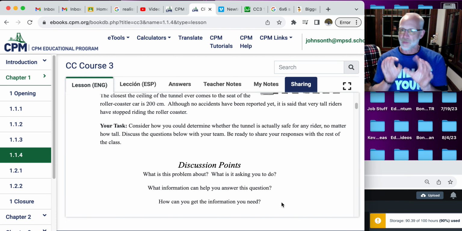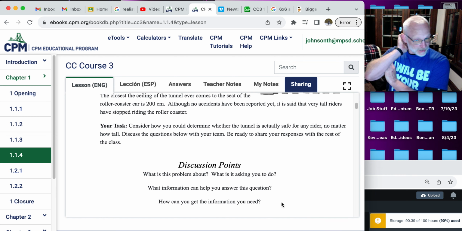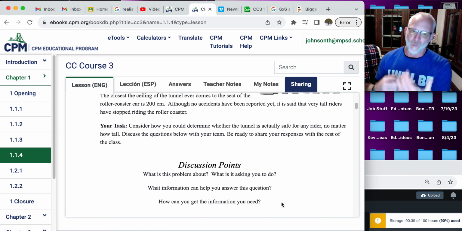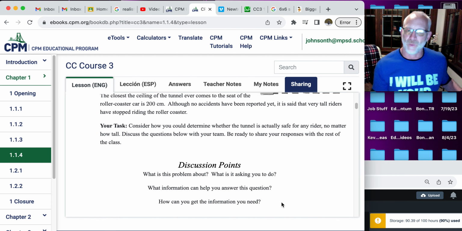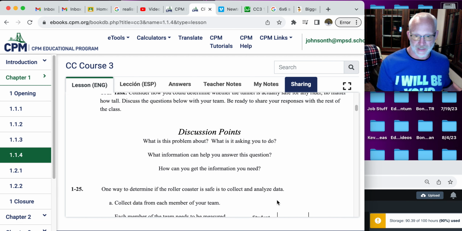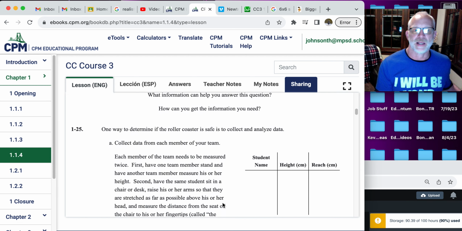So we're going to break up into groups. We're going to discuss these questions, then formulate what we need and what this problem is about. What's it asking us to do? So then we want to collect data. And the data that we want to collect is this.